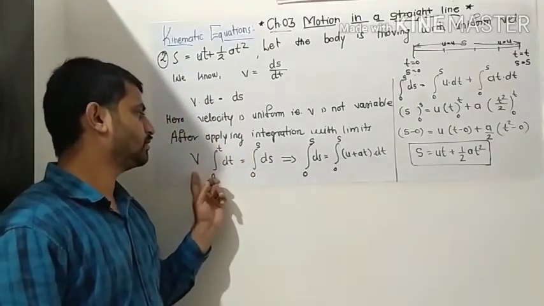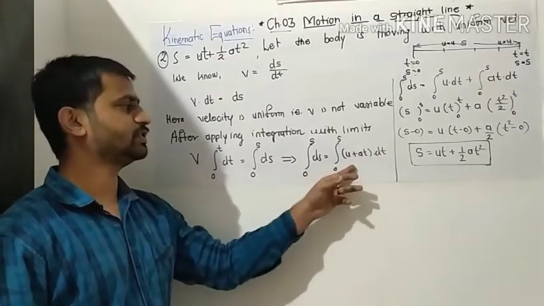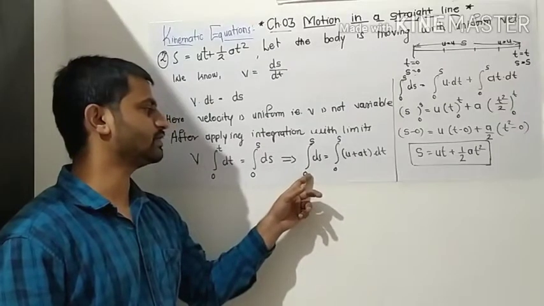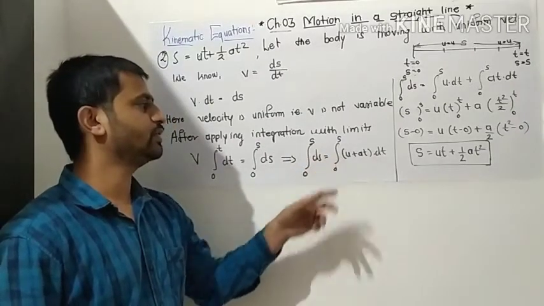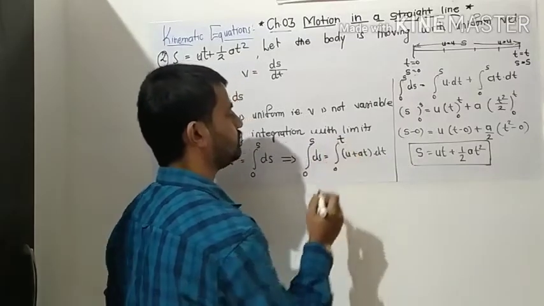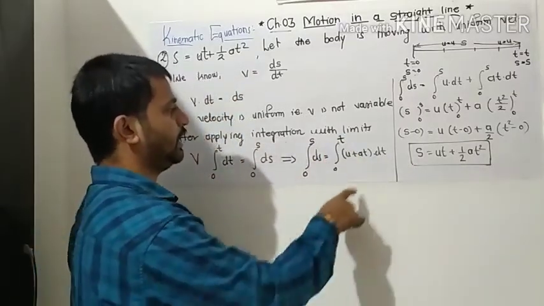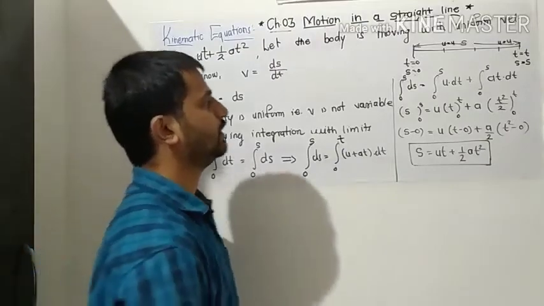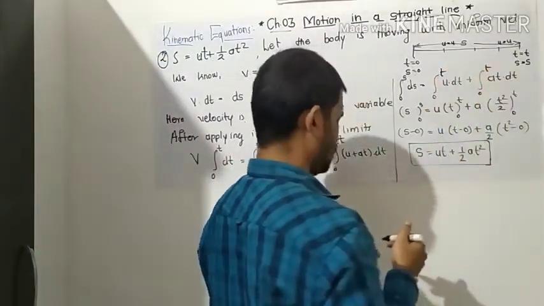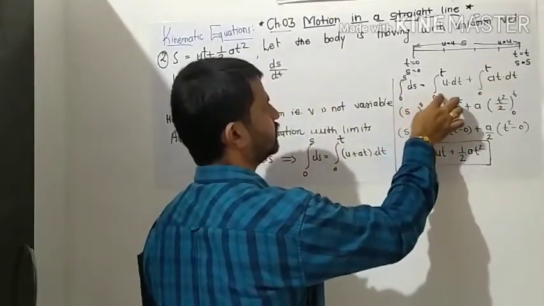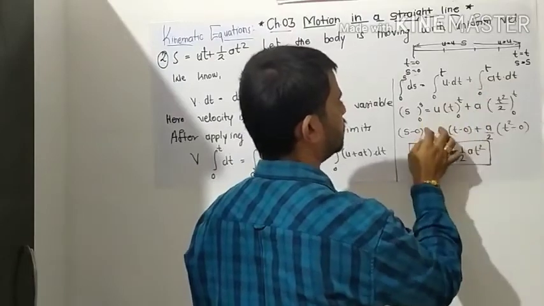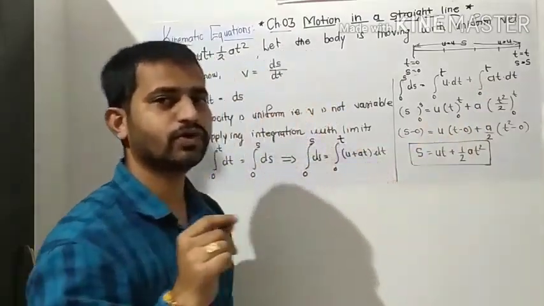When we have the value of v from the first equation, that is v is equal to u plus at, we put this in the equation: integral 0 to s ds is equal to integral 0 to t of (u plus at) dt. That is, integral 0 to t u dt plus integral 0 to t at dt. Then the integration of ds is s.